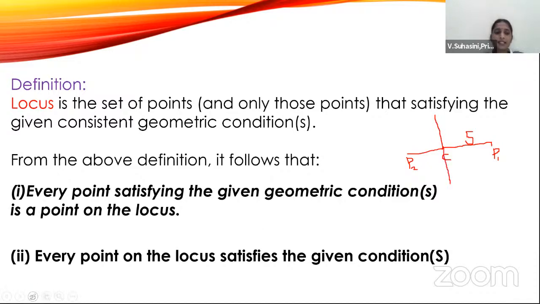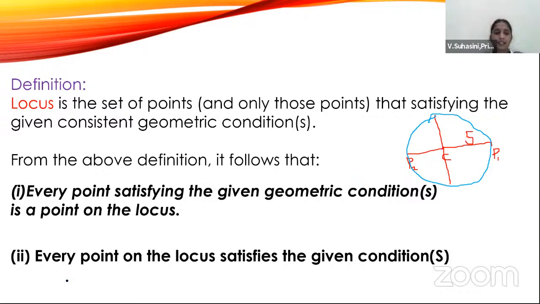Now let us trace all these points. Like this, we get many points. In the previous slide, you have seen, children. When we trace, it's a circle, right, children? So the locus of this condition is a circle.